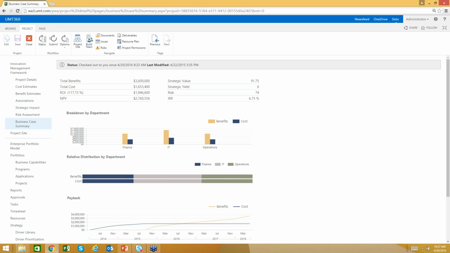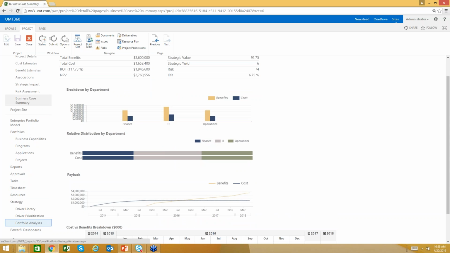So metrics, as we see here, financial metrics. Here's that strategic yield number, value divided by the cost estimate, who's funding the project, payback periods, and other things that you would expect to see. So we looked at definition of strategy, prioritization of strategy. Next, let's take a look at how we can optimize the portfolio.